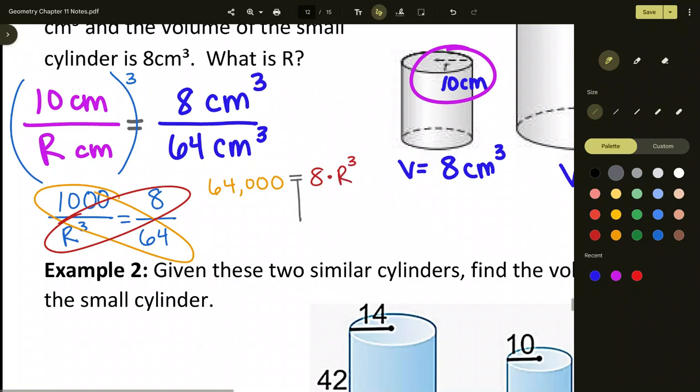All right, I'm going to do a little t-chart. Got to get rid of the 8, so I'm going to divide by 8. 64,000 divided by 8 comes out to 8,000, and that is equal to r cubed.